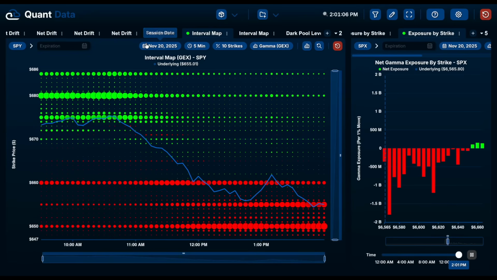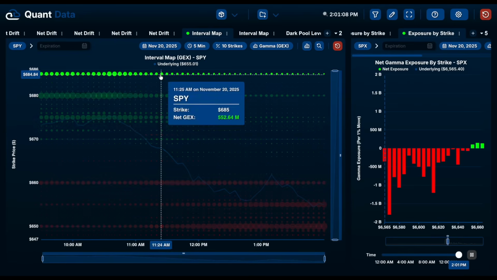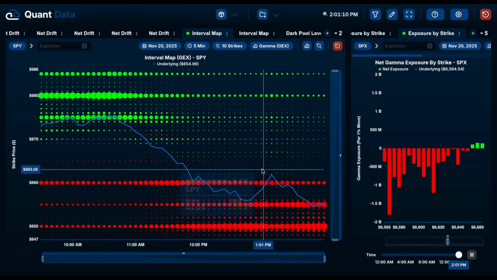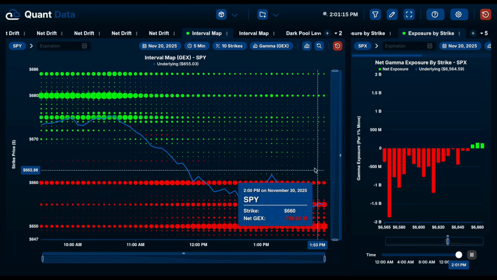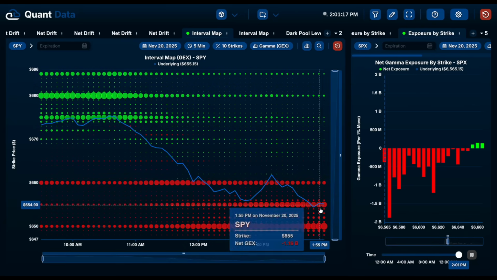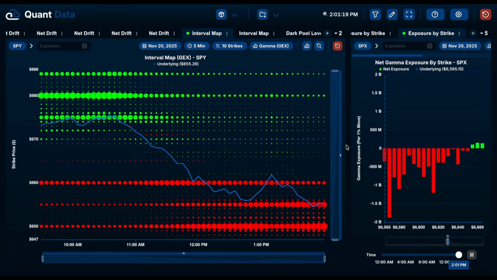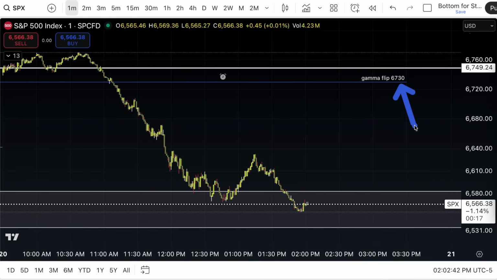When I go into Quant Data, I track the levels right here. This is the interval map for the GEX. It shows where the action is, support, resistance, where it's building up, all that fun stuff. So that's what I track it for. And you can clearly see this was Thursday, that's the gamma flip line, and this never fails. They always try to hold it. And the market knows where it's at. When it breaks, it's like a waterfall all the time.